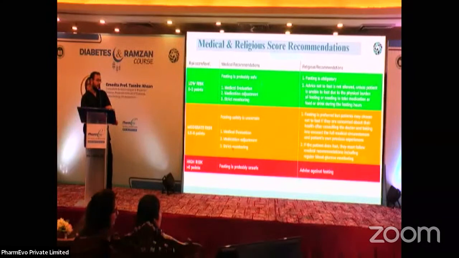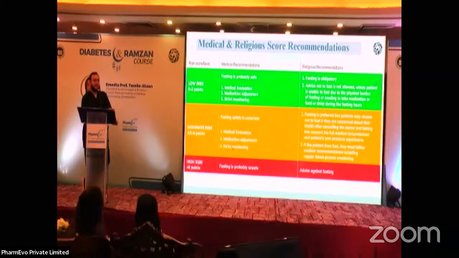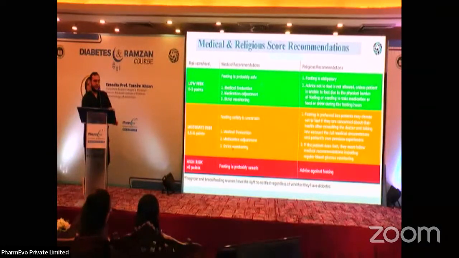So if anybody has a score of more than 6, then it is a high risk. Both the religious and medical recommendations are that fasting is not advisable for this kind of population. And as previously told, pregnant and breastfeeding women have the right to not fast regardless of whether they have diabetes.